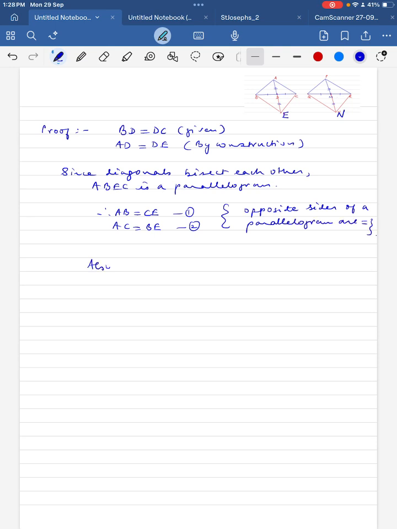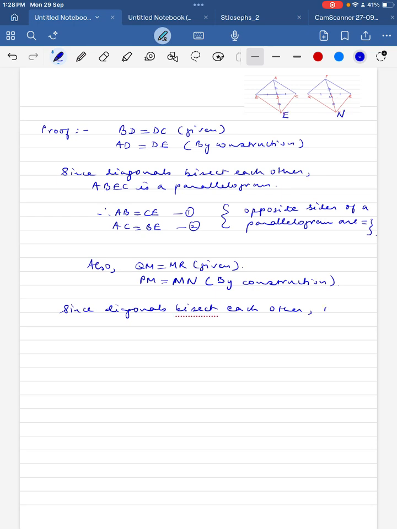Okay, also from the next figure, we know that QM is equal to MR. That's given in the question because PM is a median. And we also know that PM is equal to MN by construction. Okay, so what does that mean? Again, the diagonals are getting bisected. Since diagonals bisect each other, we know that PQNR is a parallelogram.